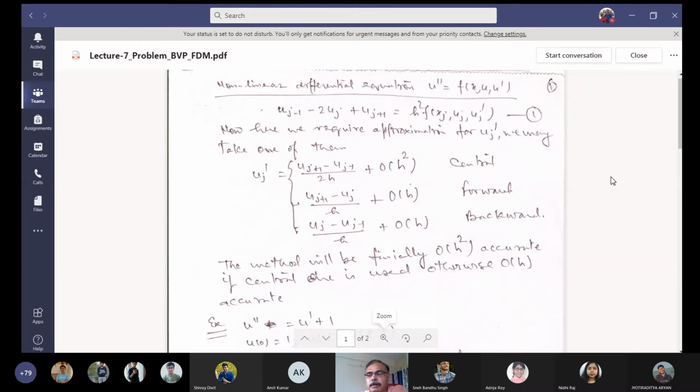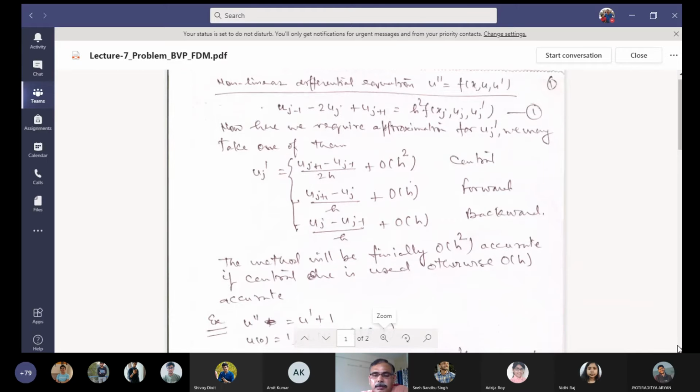So we may use any one of them, depending. If it is possible to choose this one, it's good. Otherwise, these two are there. But at the same time, the methods with the central one may not be stable. We'll talk about the stability after that. It may be stable with these two, forward and backward, even though they have only order h approximation, but it happens that. So let us see how we'll solve the problem.